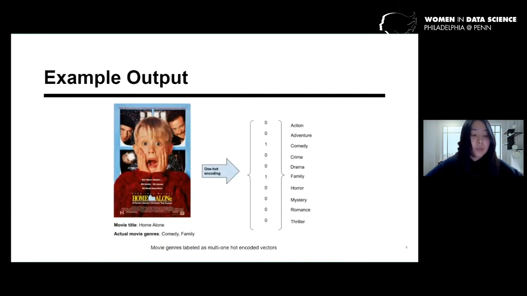This is an example of class label outputs for each movie. We can see from the picture above that Home Alone is a comedy family drama movie. After applying one-hot encoding, it becomes a multi-hot encoded vector.